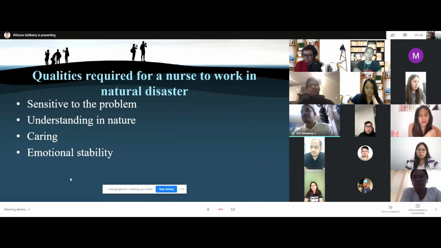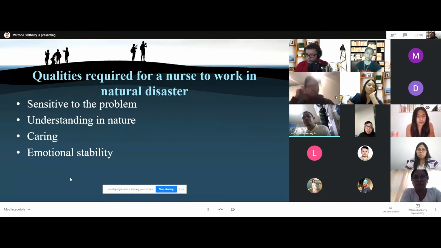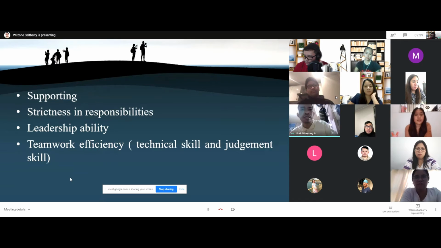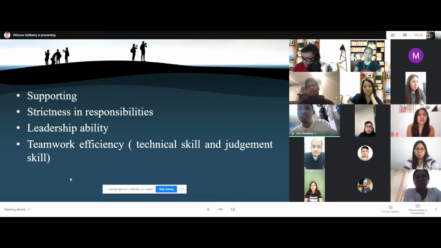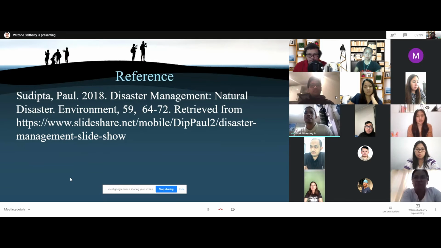Qualities required for a nurse to work in a natural disaster. Sensitive to the problem, understanding in nature, caring, emotional stability, strictness in responsibilities, leadership ability, teamwork efficiency, including technical skills and judgmental skills.